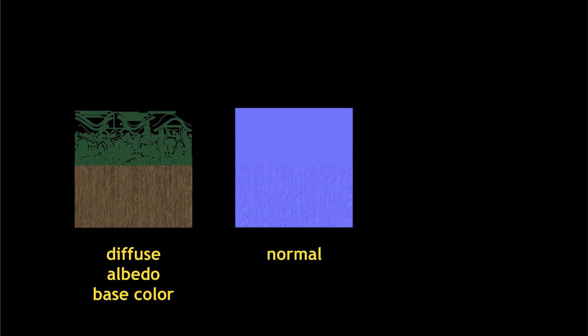The second file we need is a normal file. This file contains the information on the surface bumpiness or smoothness. Notice how much bumpier the surfaces of the boards are compared to the ends.